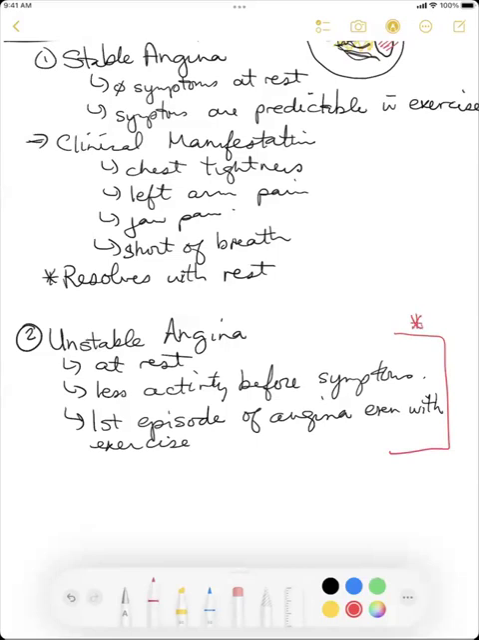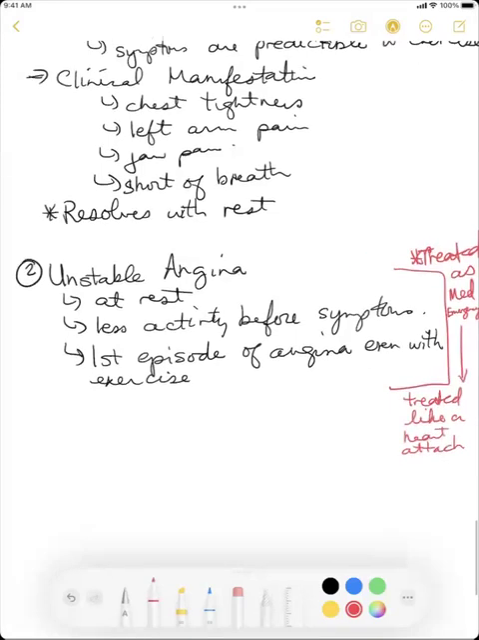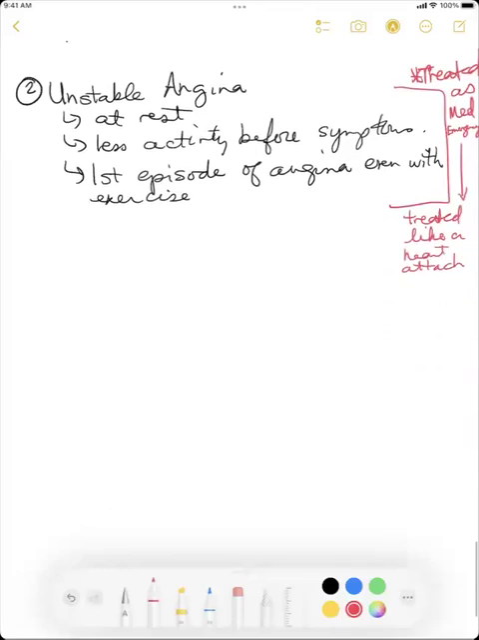So it's treated as a medical emergency. We treat it exactly like a heart attack, which would be the next level. I'll tell you how heart attacks are treated in a little bit, but they are essentially treated exactly like a heart attack. The third one is a heart attack.